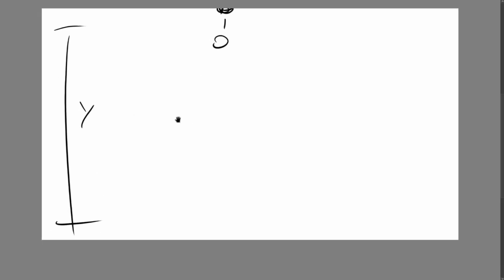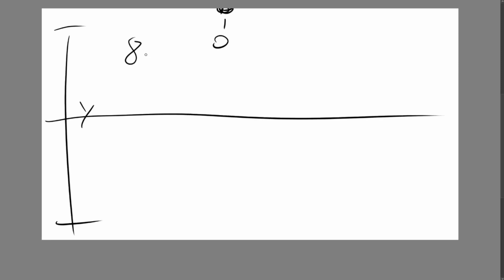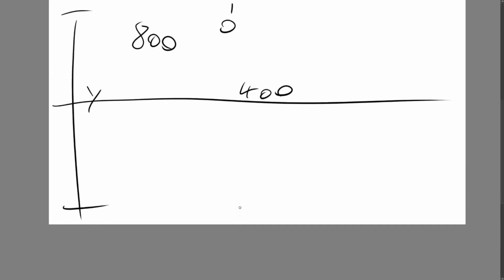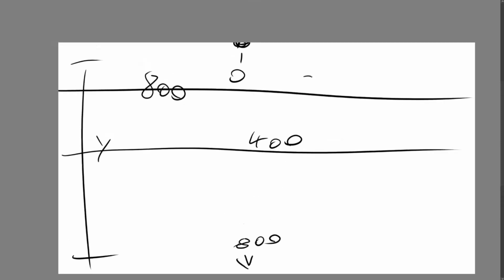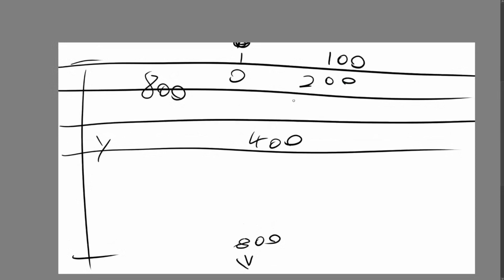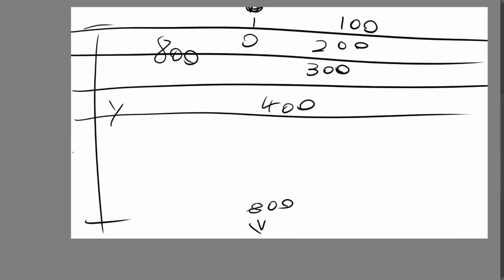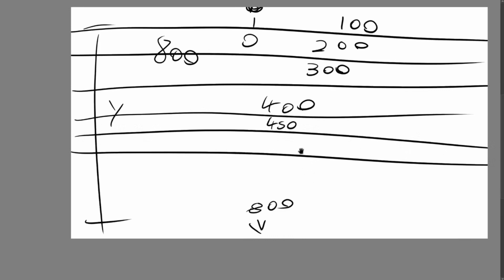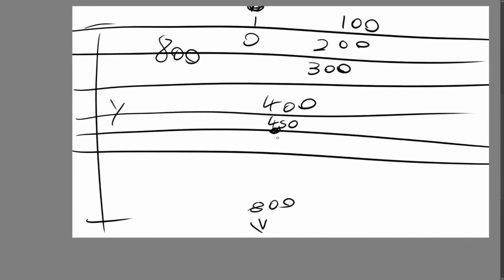So that would mean that if we were working on the y, here is 0, and this is assuming that the height of the screen is 800, here is 400, here is 800, right? And then we halve these again, 200, this would be 100, this would be 300, and this would be 450. I hope you get the point of this, 450, then 500.